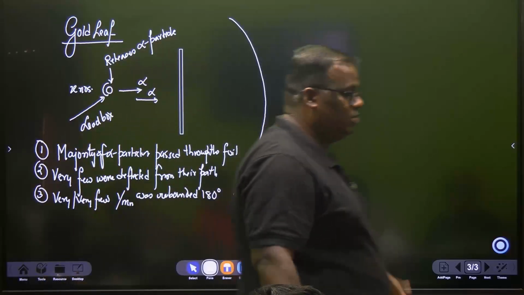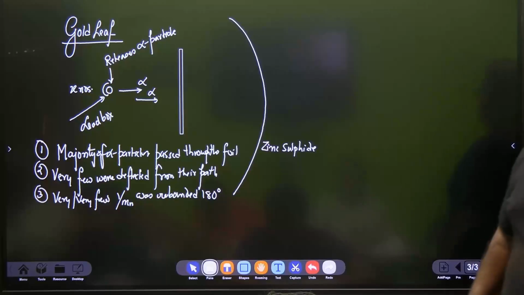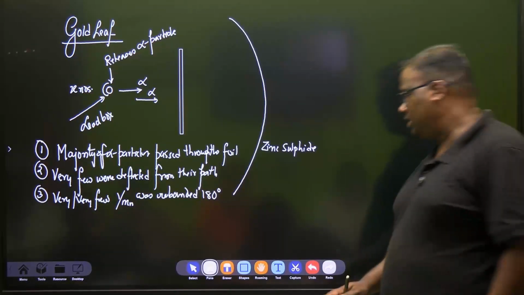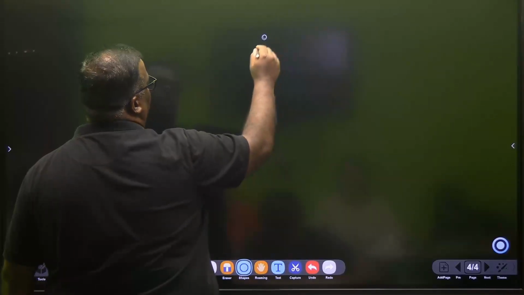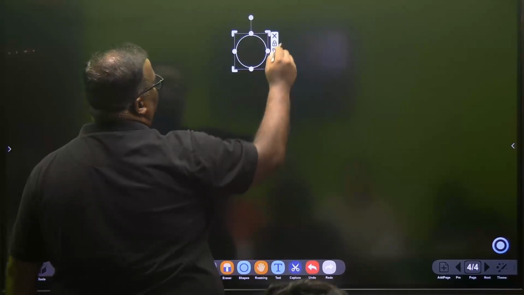Now we'll see why this happens. Very few got rebounded, and that was like 1 in a million. Majority passed through, very few got deflected, and of the rarest, a few got rebounded 180 degrees. So let's see what exactly happened, because we have to give an explanation for whatever happened. Let us take a gold atom now. This is a gold atom, right?